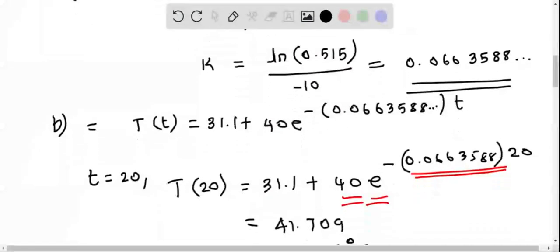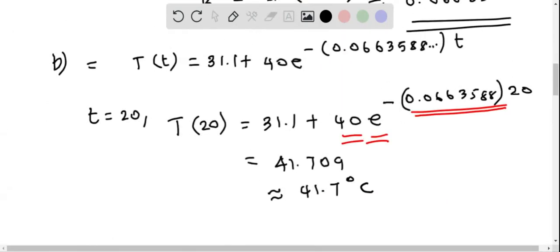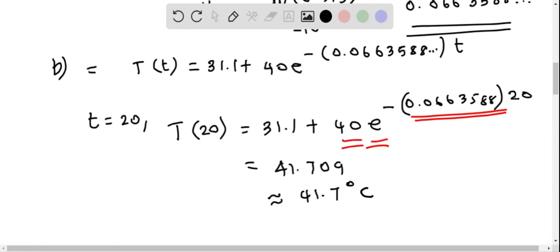So we have answered the two parts. We determined the value of k in part A and determined the temperature of the coffee after 20 minutes in part B.